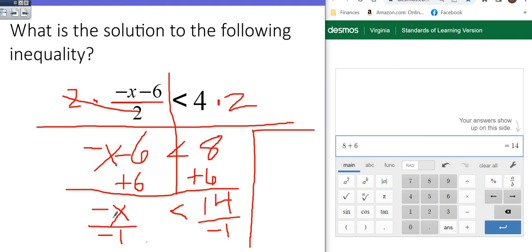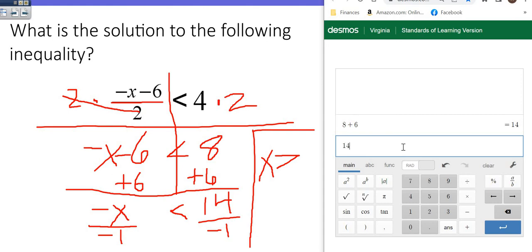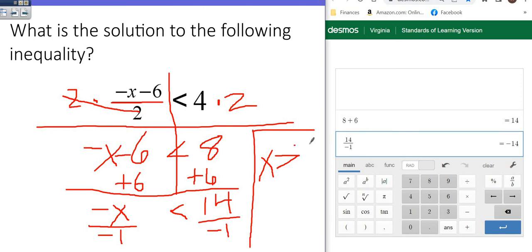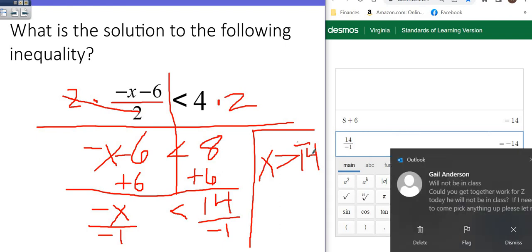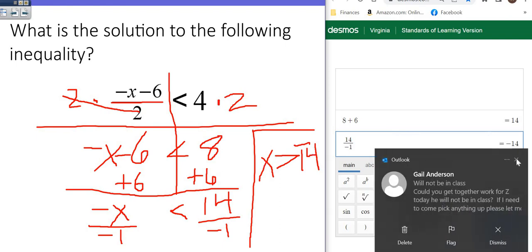When I take negative x divided by negative 1, that gives me just x. But I divided by a negative, so I have to flip the inequality. Then 14, I'll use my calculator again, divided by negative 1 gives me negative 14. So my answer for this is x is greater than negative 14. Okay?